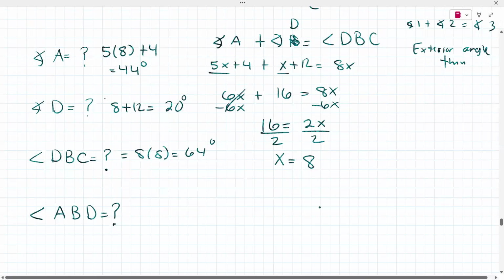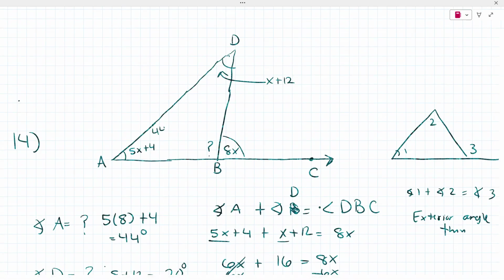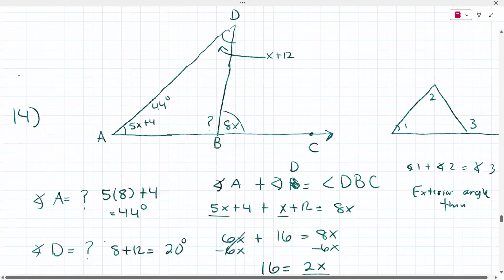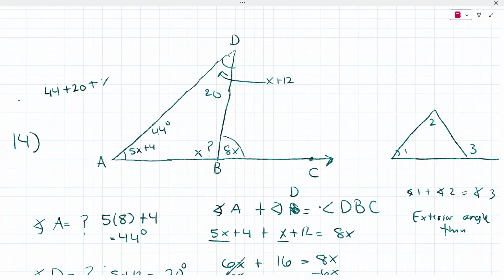Can we figure out what angle ABD is? Where is it? B, D. So this unknown angle. Yes, we can because we know that angle A is 44 degrees. We know that angle D is 20 degrees. We'll call this x. So it's going to be 44 plus 20 plus x equals 180. That's 64 plus x equals 180. Subtract 64. x is 180 minus 64. That is 116.